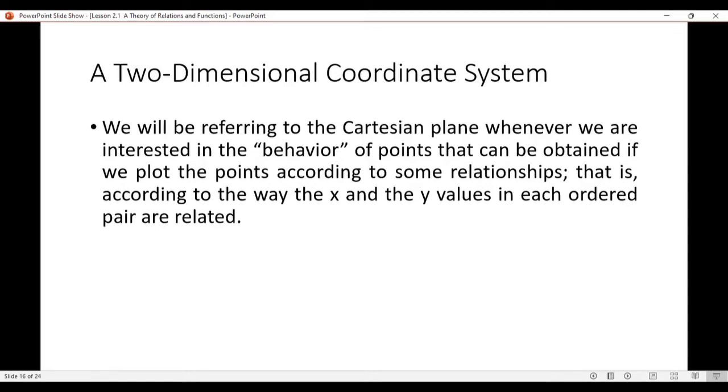Yung Cartesian plane, mas nagagamit natin yung lalo na kapag nandun na tayo sa relation and function, most especially if you're looking for the behavior of what we call function. Siyempre, pag nag-locate ka or nag-plot ka ng mga points dun sa Cartesian plane where it is related to the given functions, then doon makaklasify or ma-determine mo yung tinatawag natin behavior of the given function.